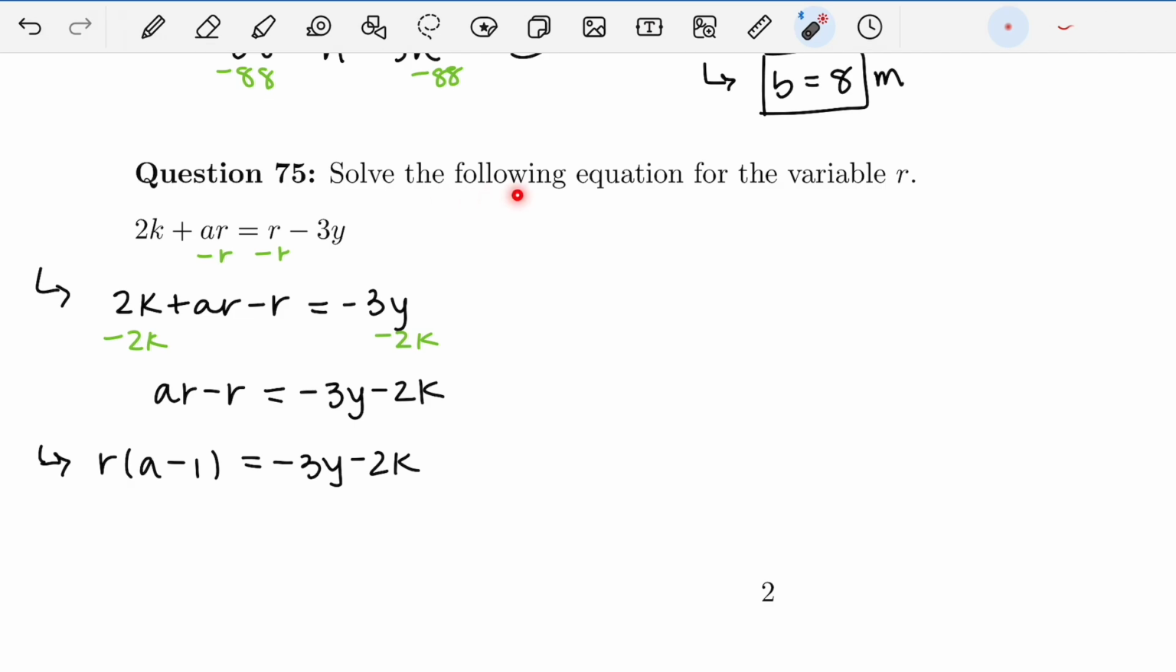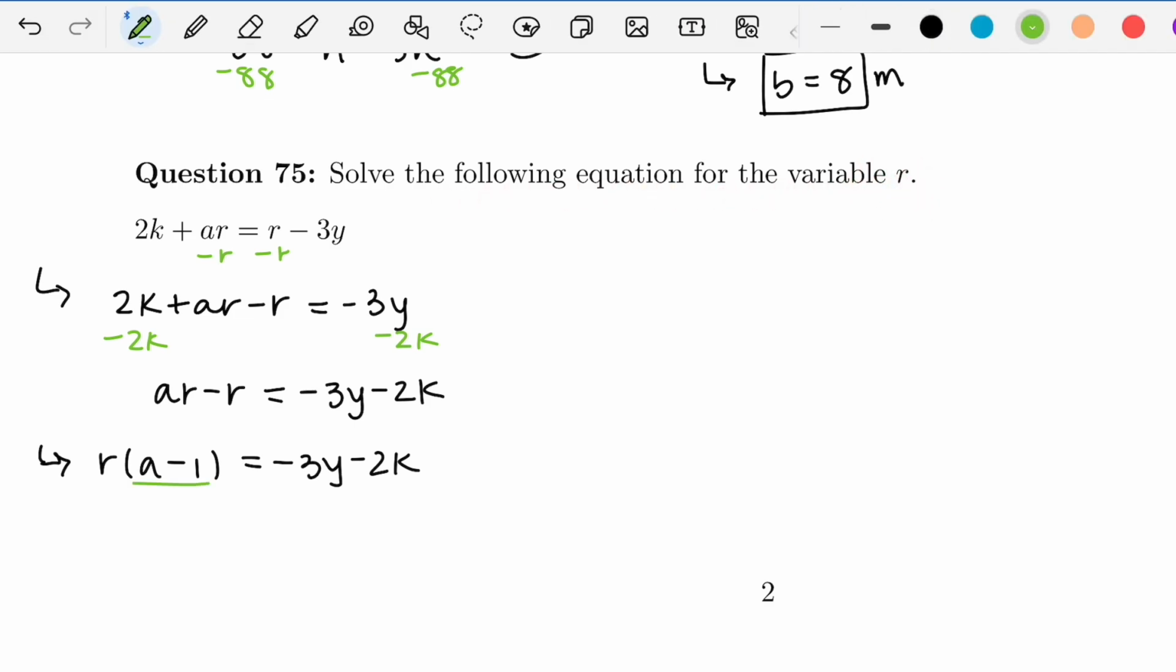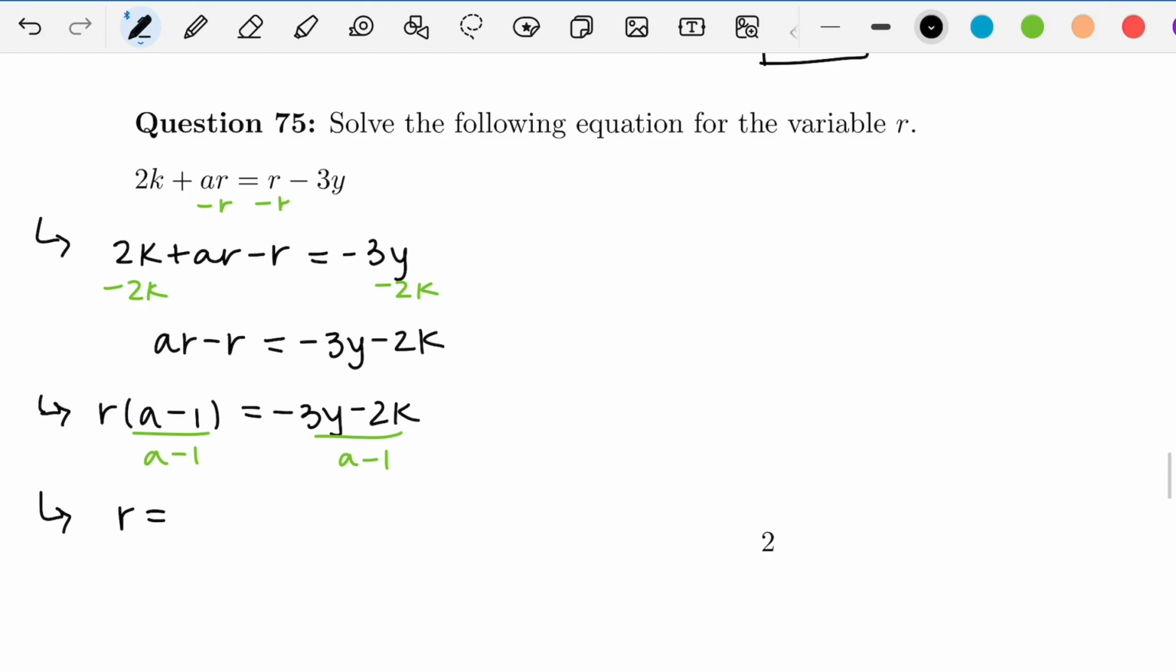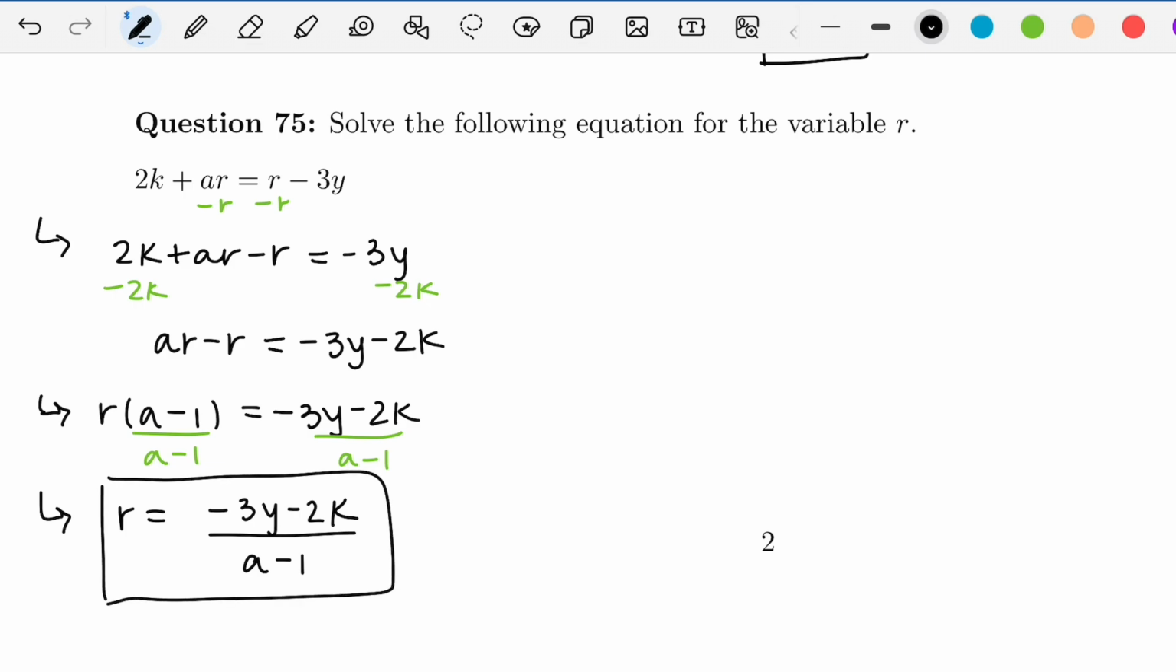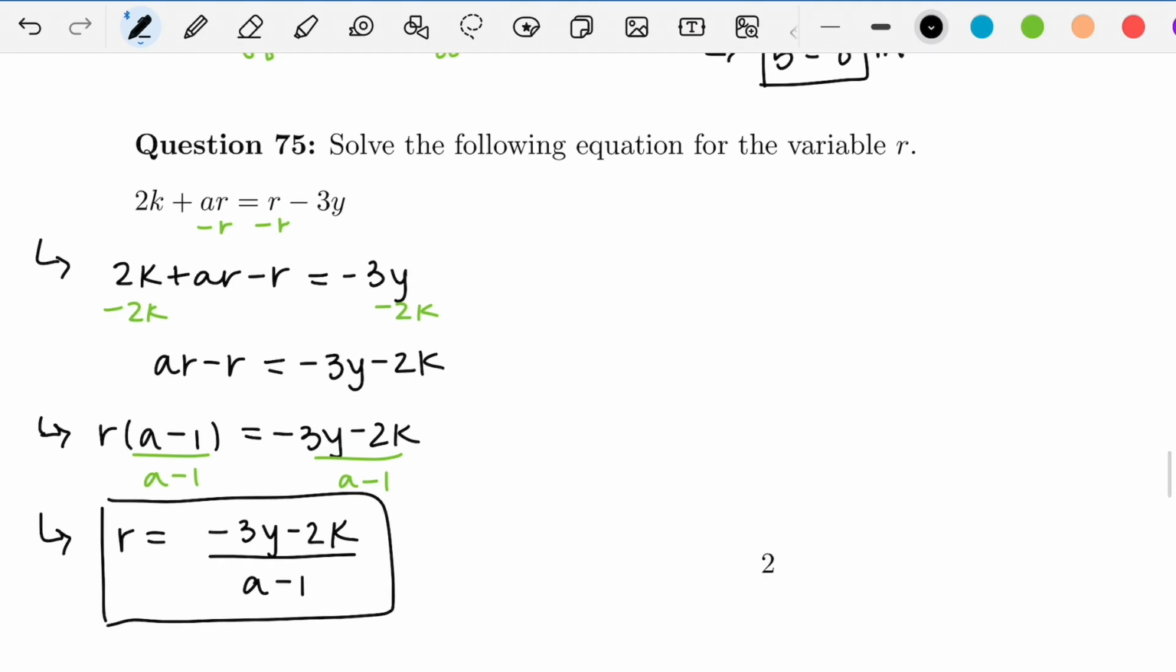Now remember, what we want to do is solve the equation for r. So we want to get r completely by itself. So we can do that by dividing by this a minus 1 on both sides. Then we're left with r by itself, and then we have minus 3y minus 2k all over this a minus 1. So this would be our final answer here. We solved this equation for r.